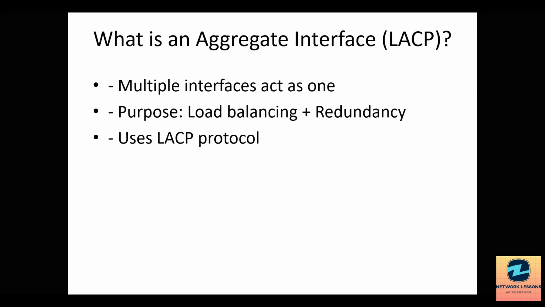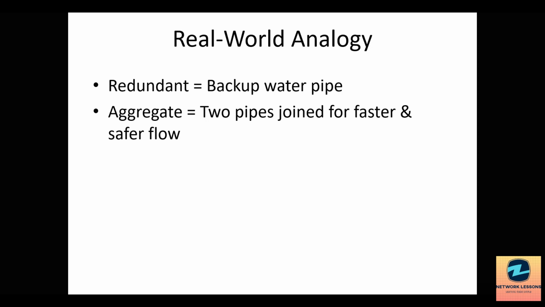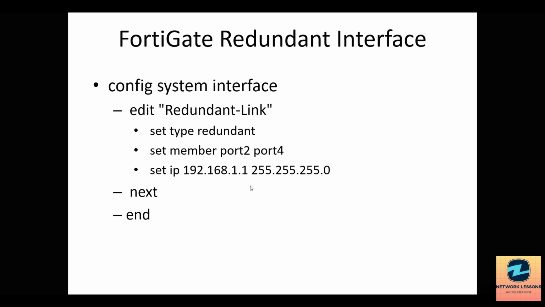It uses the LACP protocol. Let's imagine you are running a water supply system for your house. A redundant interface is like having two water pipes: only one is used at a time, and the second one kicks in only if the first breaks. A link aggregation is like combining both pipes so that water flows through both at the same time, which is faster and smoother. One focuses on backup, and the other on performance plus backup. So that is the explanation of both the redundant interface and the aggregate interface.